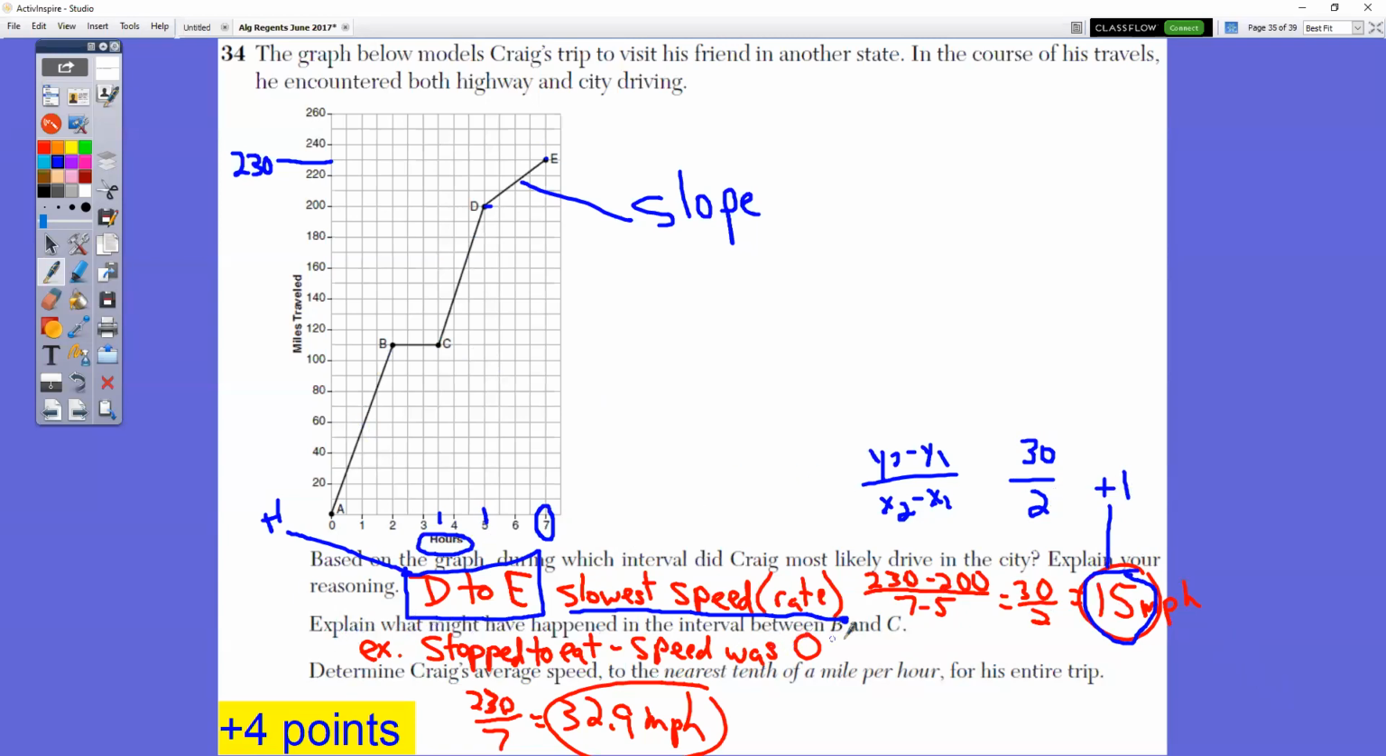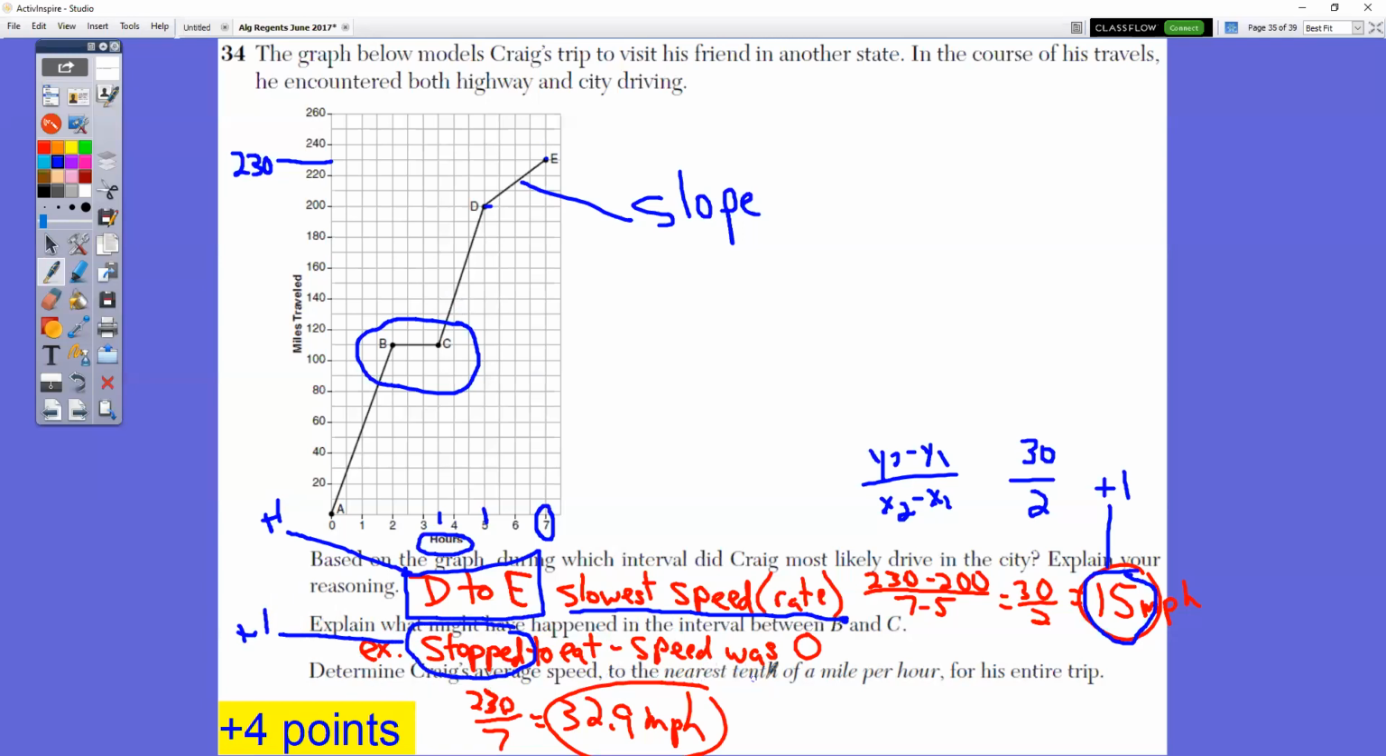Explain what might have happened in the interval between B and C. In between B and C right here, he's not traveling any distance, but time is going on. So for an hour and a half, he didn't go anywhere. What could he have been doing? He could have stopped to eat. He could have stopped to take a nap. There's lots of different answers that you could do, but it has to be something that he stopped. All right, that's worth 1 point.